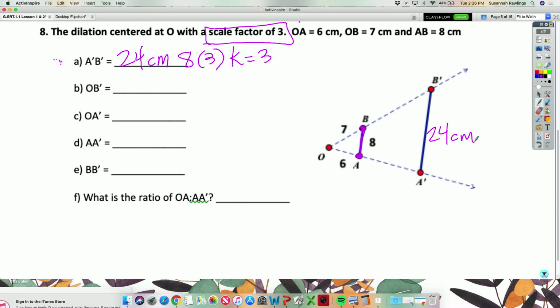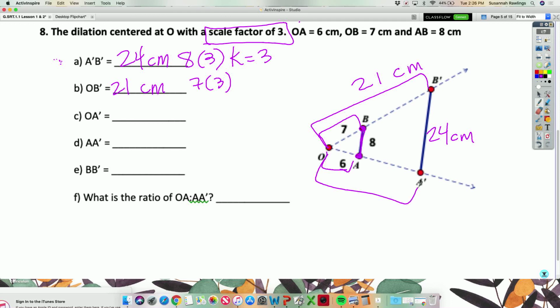Okay, O to B prime. So I need my original length, OB, which was what? 7. So to find OB prime, what do I do? Multiply it by 3. So 7 times 3, 21 centimeters. And I'm going to fill that in my picture because you'll need that in a second. So we're literally just tripling the size of everything. So my last one, OA is 6. So how would I find OA prime? 6 times 3. 6 times 3 gives me 18 centimeters.